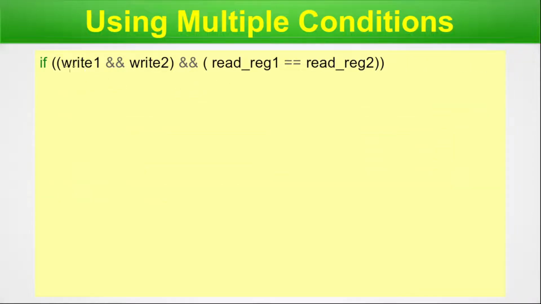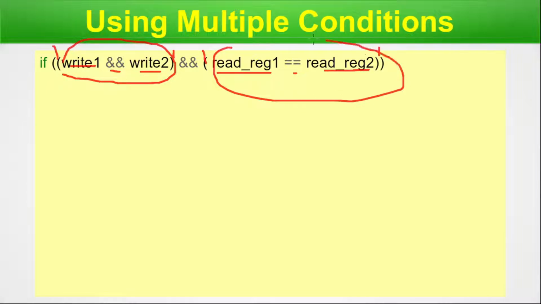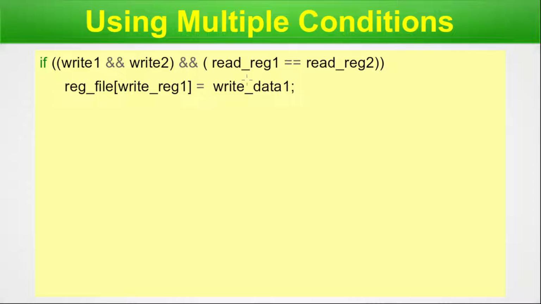First we have write 1, and this is logical and, not the bitwise and, write 2, and with this whole set of conditions we are ending this. We have read reg equal to read reg 2. This condition and this condition have to be satisfied for this particular if block to get executed. Next, we have the statement for the true condition, when this condition and this condition are satisfied.